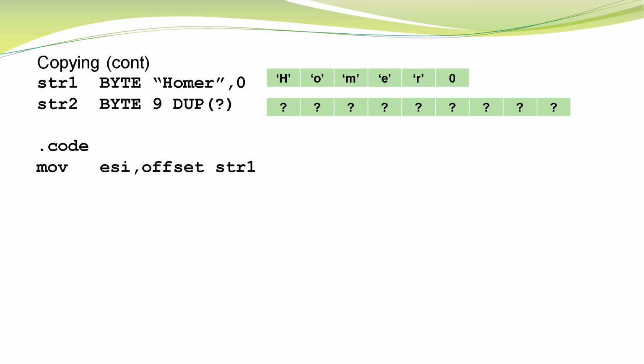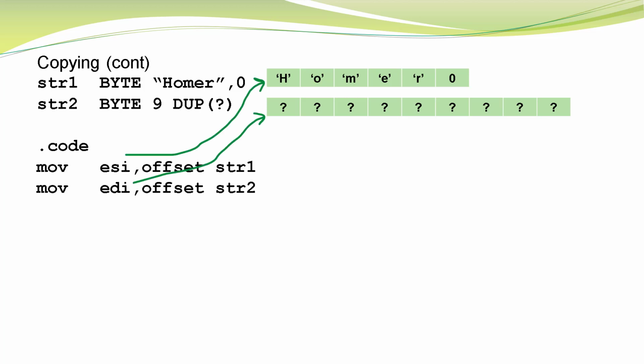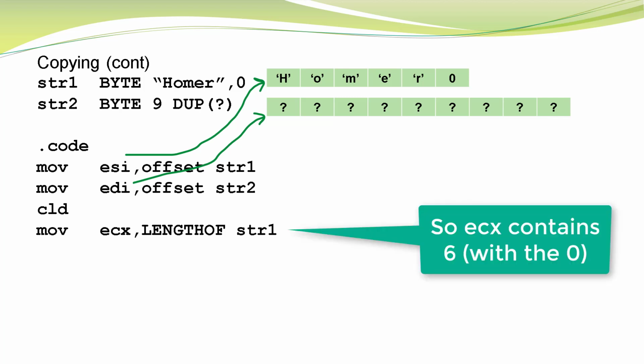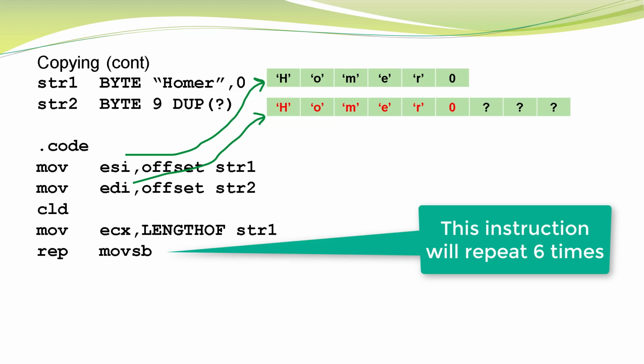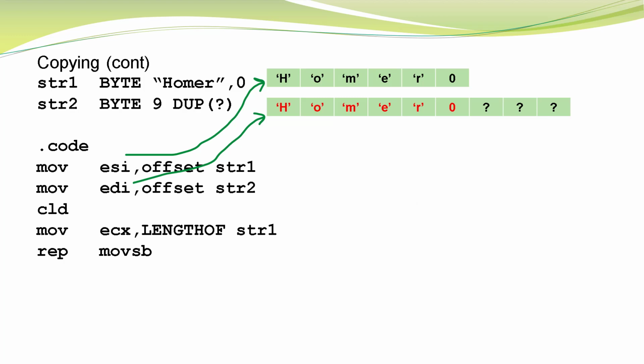Number 2, I set up the registers. 3, I clear the direction flag. 4, I set up the ECX register to the number of bytes in string 1, including the 0. And then finally, I use the move single byte instruction with the repeat prefix. Now what that instruction is going to do is copy each byte from string 1 into string 2, and it's only going to stop when the ECX register is 0. Notice that string 2 might have some space left, but the terminating 0 marks the actual end of the string.